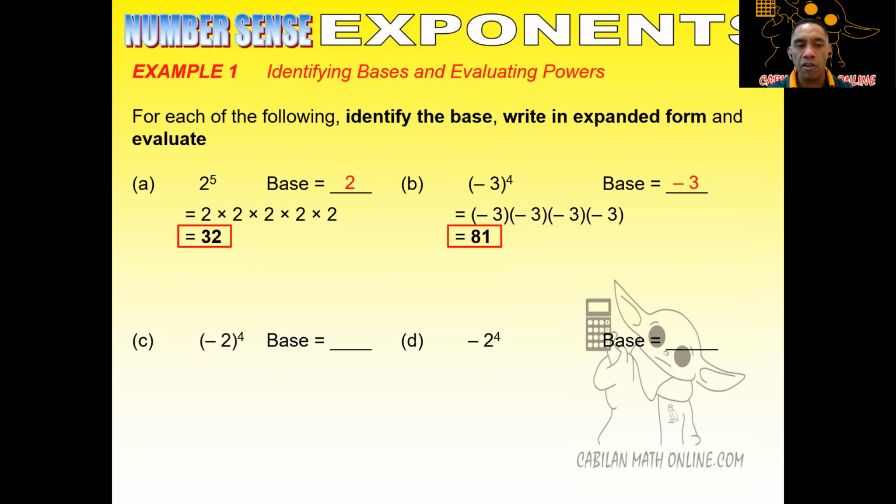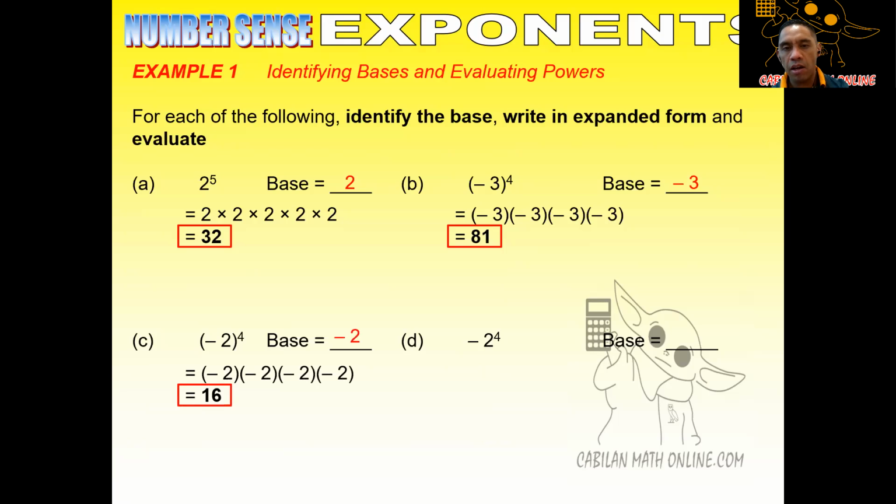Okay, so the base for part C here is -2. So that means I'm going to take the -2 and multiply it by itself 4 times, which would give me a positive answer of 16. Now, I also said at the beginning of this example that any number that's attached to the exponent automatically becomes a base.